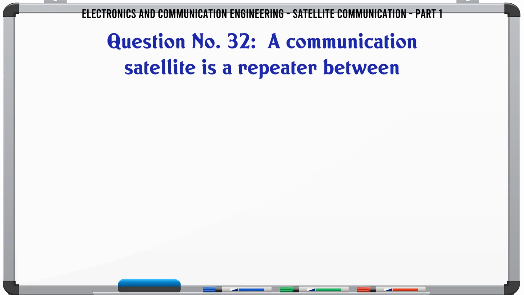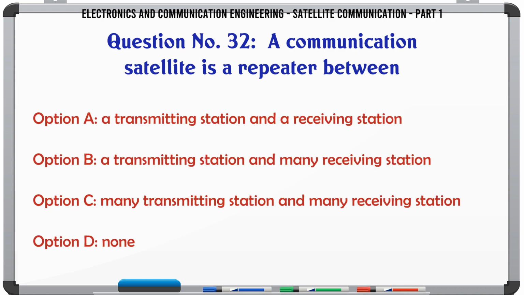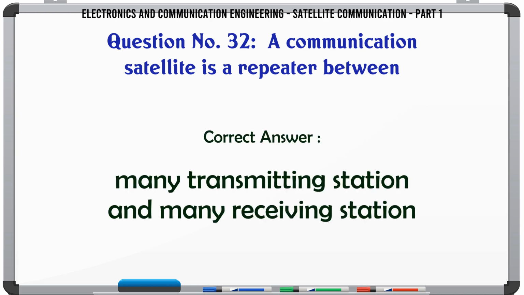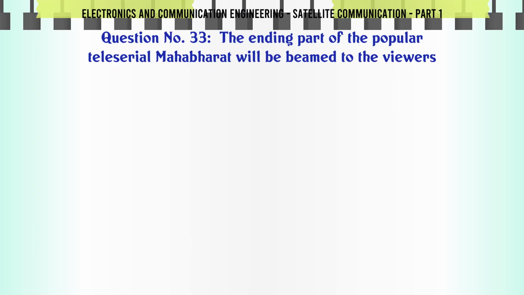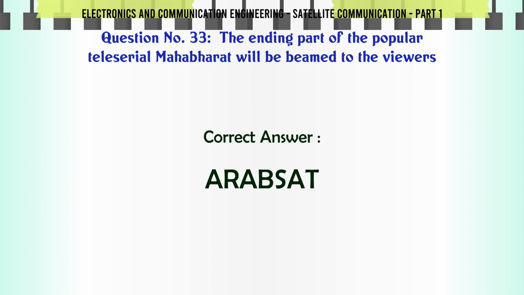A communication satellite is a repeater between: A. A transmitting station and a receiving station. B. A transmitting station and many receiving stations. C. Many transmitting stations and many receiving stations. D. None. The correct answer is many transmitting stations and many receiving stations. The ending part of the popular teleserial Mahabharat will be beamed to the viewers by: A. Westar, B. INSAT-1A, C. INSAT-1B, D. INSAT-1D. The correct answer is INSAT-1B.